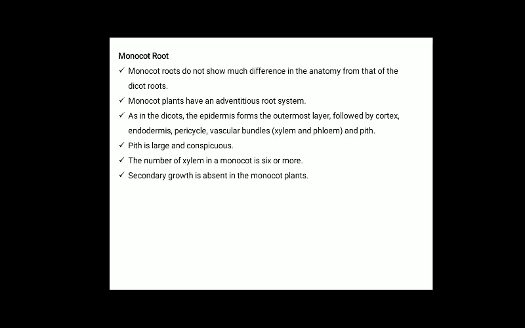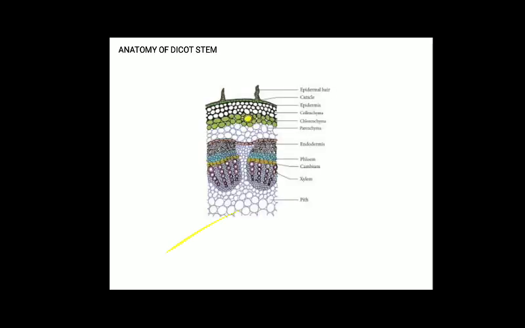Pith is large and conspicuous, but it is smaller in dicots. The number of xylem bundles in monocots is more than 6, sometimes 8 or 10. Secondary growth is absent in monocot plants, whereas it is present in dicotyledonous plants.